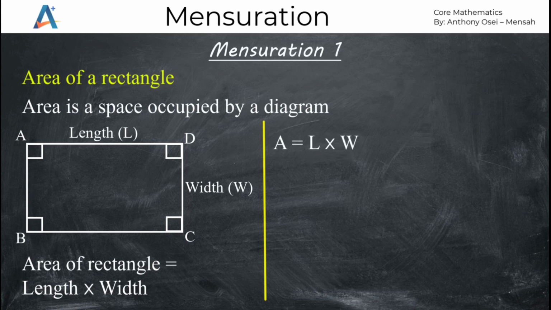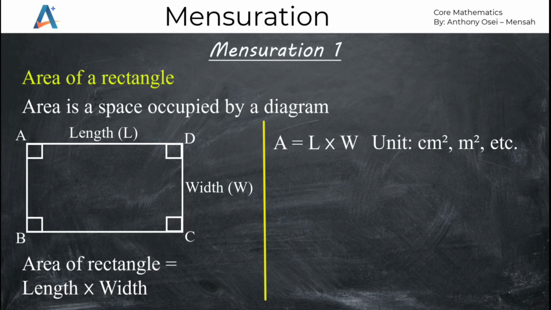So this is the formula for finding the area of a rectangle. It means once you know the value of the length and the value of the width, you multiply these two to get the area of the rectangle. And don't forget that the unit for area will be centimeters squared or meters squared, depending on the unit. Whatever unit you are given, you square it to get the final answer of the area. So take note of that.